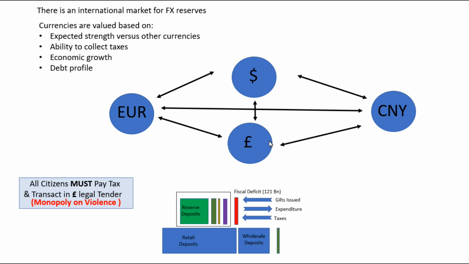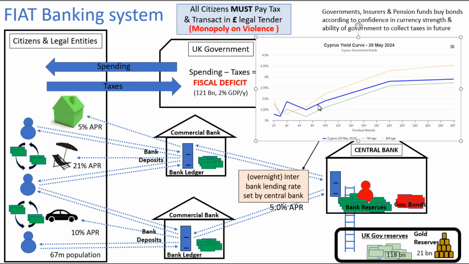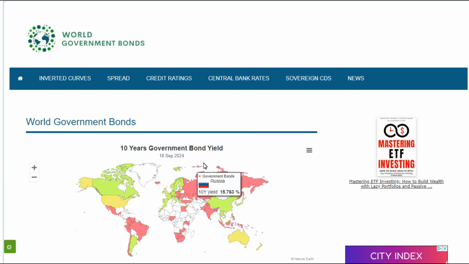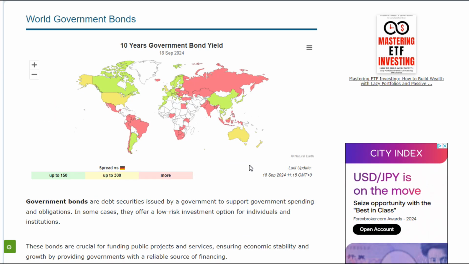And every country in the world is using a fiat system. So going back to the yield curve, this is what actually makes bonds, gilt issuance and yield curves probably one of the lesser talked about, but actually most important aspects of the entire economy. And I'm here on the website World Government Bonds. Interesting to see the advert here.